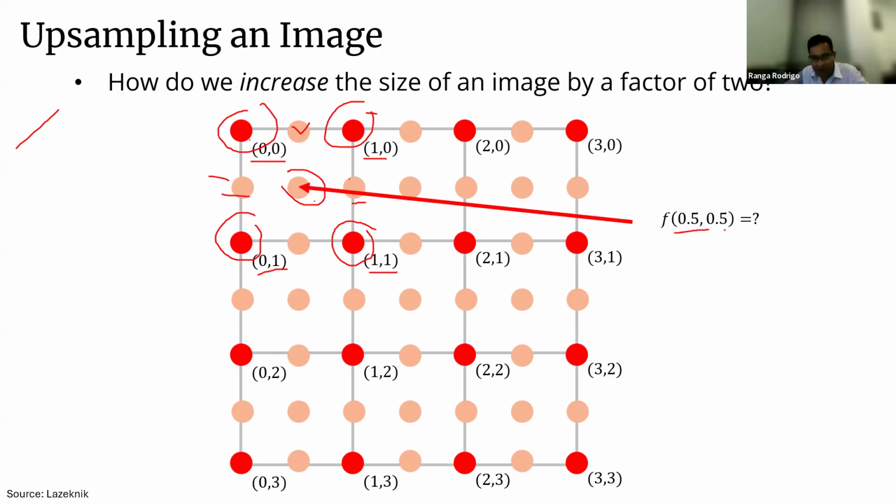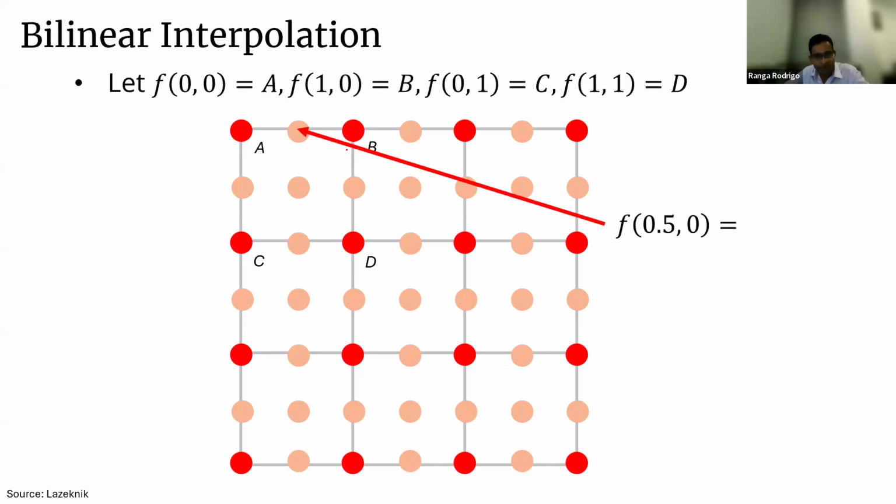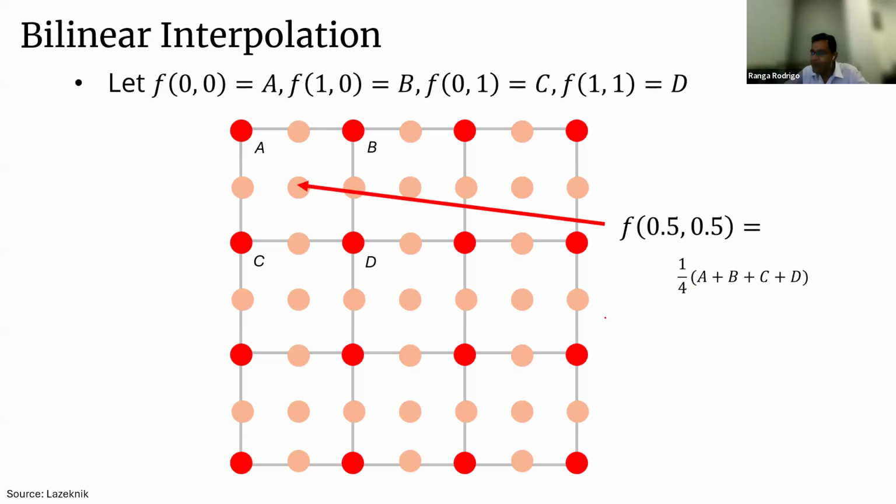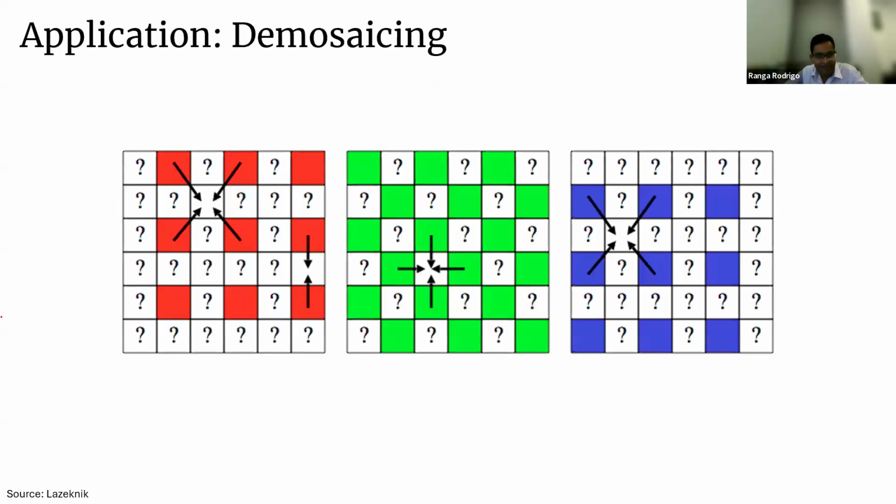So we call this f(0.5, 0.5), which is half a plus half b, right? For this one, how do you get this? Half a plus half c, where these are a, b, c. For this one, you can add all of them and divide by 4. But this is if you upsample by a factor of 2. If you upsample by a factor of 3, then you have to use proper ratios on these things.